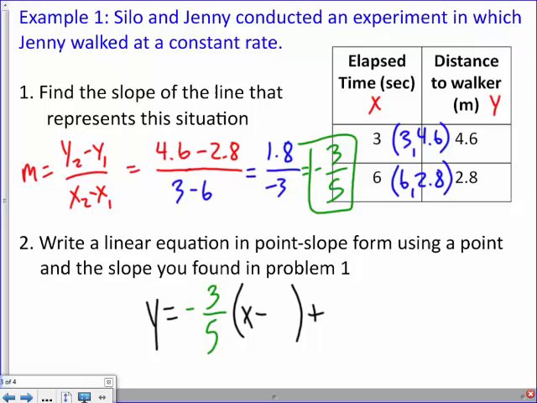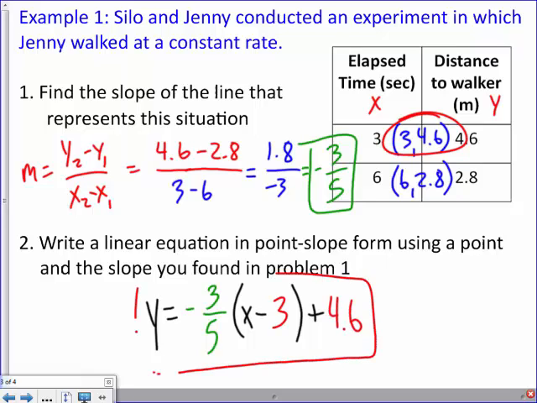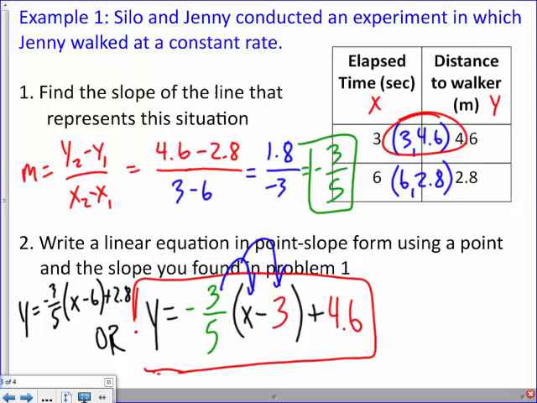Does it matter which one you plug in? Not at all. So which one do you want to do? Let's grab the first one. So I'd plug in 3 for my x1 and 4.6 for my y1. And there we go. I'm done. I got it in point slope form. Could I have wrote the other one? Sure. If I would have done that, it'd just be y equals negative 3/5 x, and then what? Minus 6 and plus 2.8 instead. Either one works just fine. And if I wanted to get it in slope-intercept form, I could just distribute and then combine like terms in the end, but we don't need to do that.